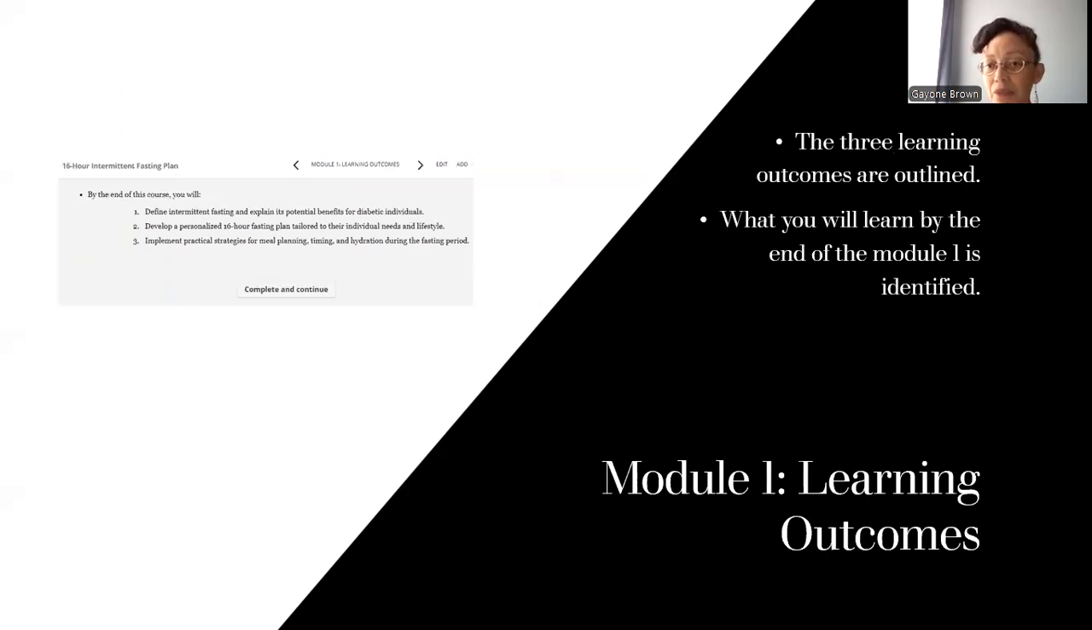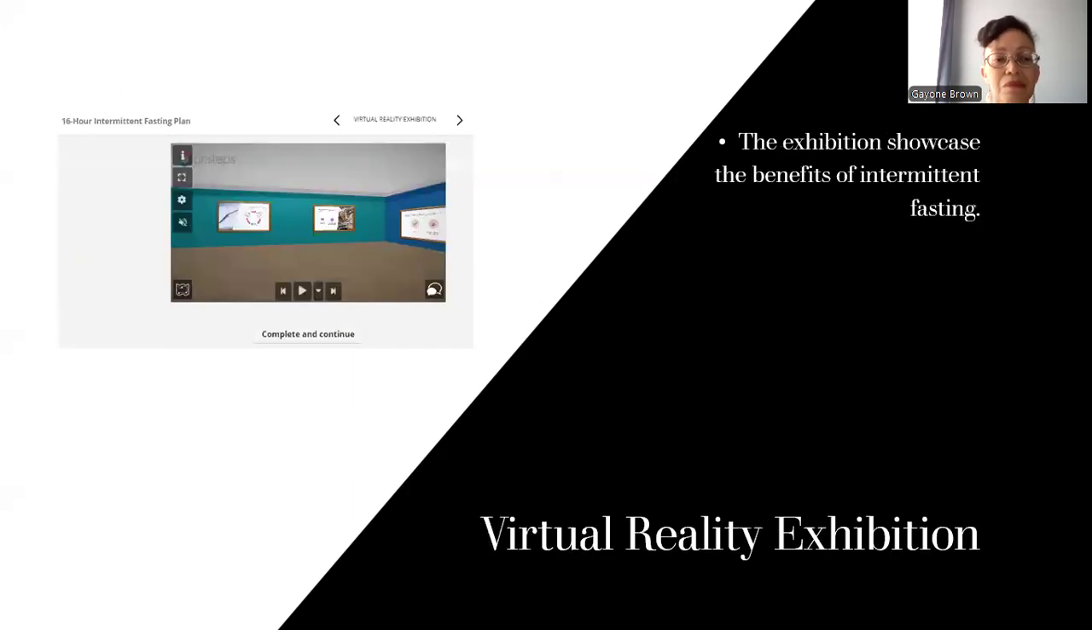Module 1, Learning Outcomes. Here, there are 3 learning outcomes that are listed, which is what the learner will learn by the end of Module 1. There is a virtual reality exhibition, which showcases the benefits of intermittent fasting. And this is using the multimedia principle to increase engagement.